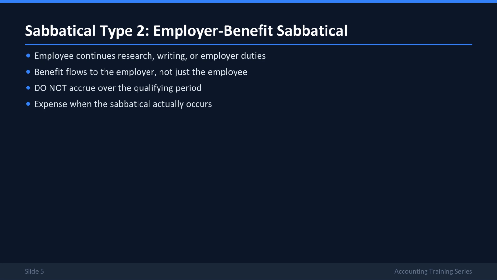The second type of sabbatical requires the employee to undertake research, deliver reports, or continue performing duties that benefit the employer during the leave period. Because the employer receives an ongoing benefit from the arrangement, the sabbatical is not purely attributable to past service. In this case, accrual over the qualifying period is not appropriate. Instead, the compensation cost is recognized as an expense when the sabbatical actually takes place. This distinction is critical and must be assessed based on the specific terms of each sabbatical arrangement.